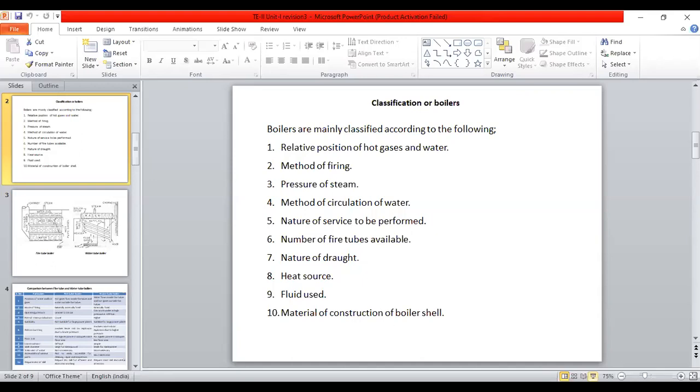And the last classification is material of construction of boiler shell. Depending upon the material used for the construction of boiler shell, we classify the boiler into cast iron boilers and steel boilers. Power boilers are usually fabricated from steel plates, and low pressure heating boilers are built either of cast iron or steel.